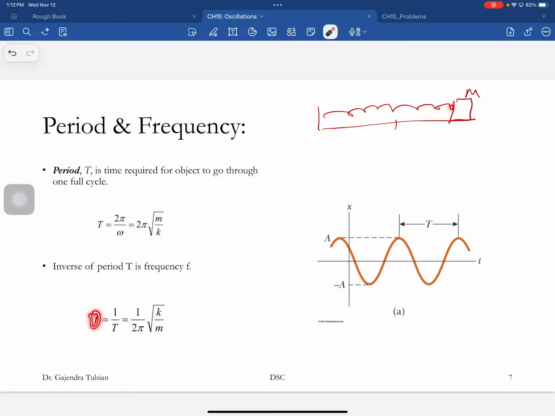Frequency is how many oscillations you do per second. And frequency is 1 over the period. So that's 1 over 2 pi times the square root of k over m.